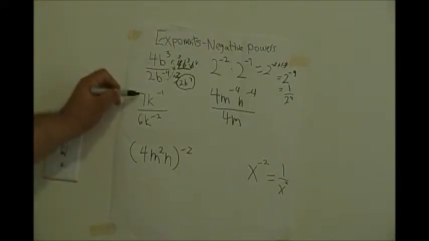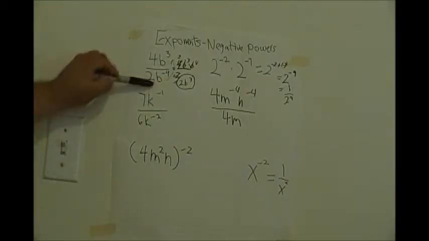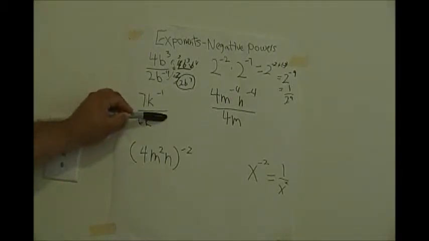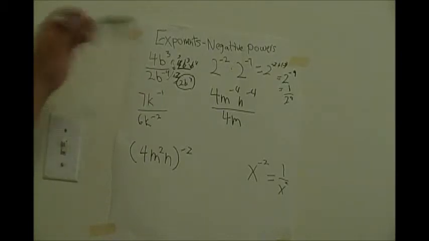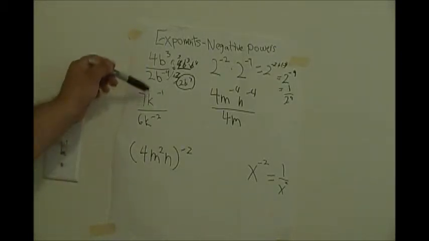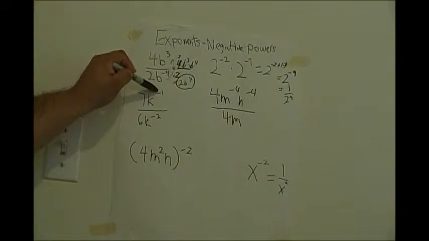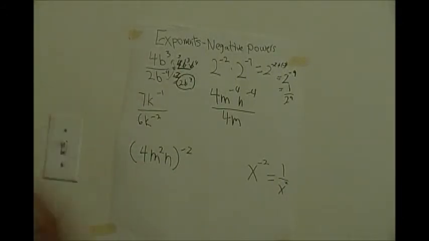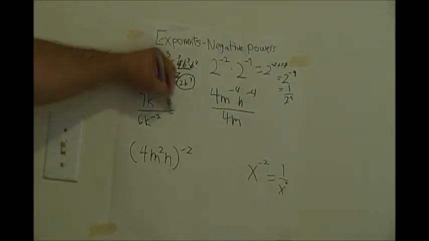Alright. What about this one? This is kind of a special case, isn't it? We have a negative exponent on top and a negative exponent on the bottom. So if you want to rewrite this problem with all positive exponents, that means this k to the negative 1 will go to the bottom and become k to the 1, and this k to the negative 2 will come to the top and become k squared. And this 7 over 6, we just leave those numbers alone.